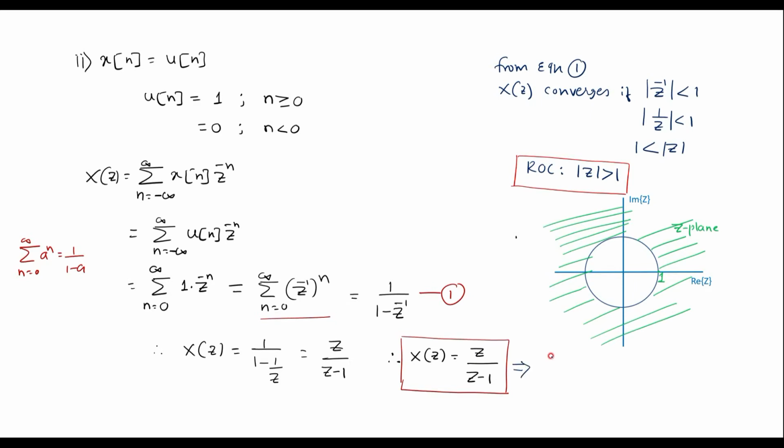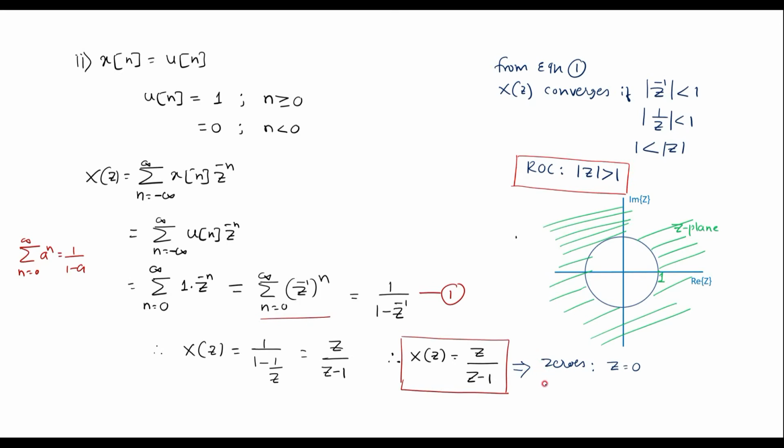Zeros are the values of Z such that X of Z tends to 0. That is, here if we take Z equal to 0 in the numerator, then X of Z becomes 0. Therefore, we can say that at Z equal to 0, there is a zero. Therefore, the zero is at Z equal to 0.